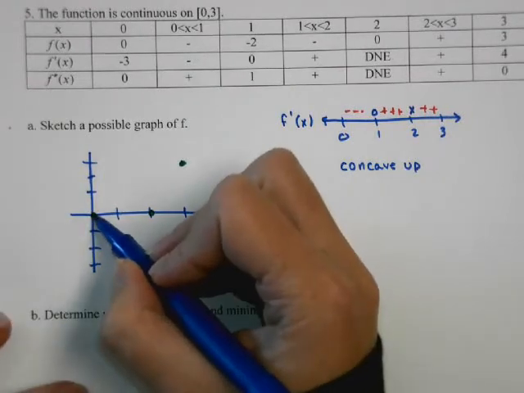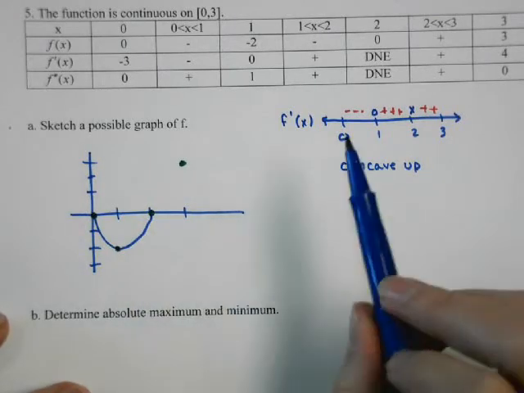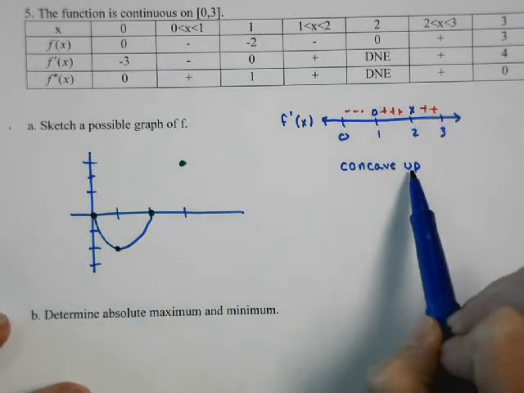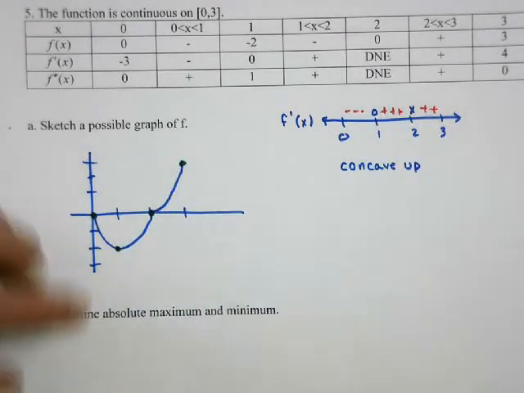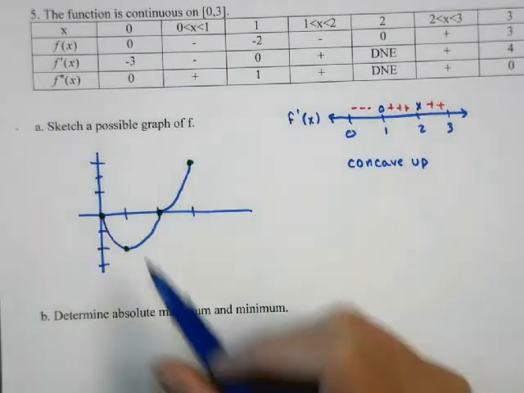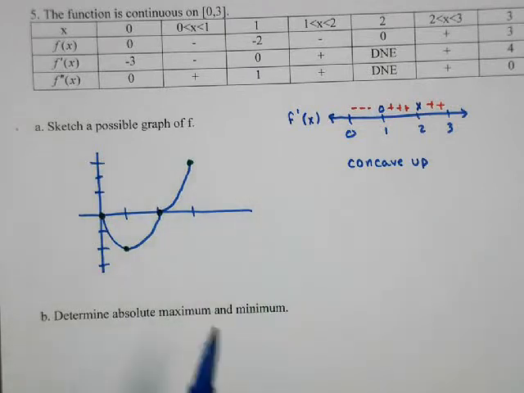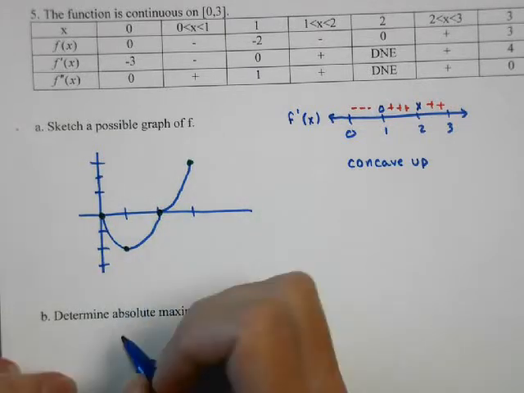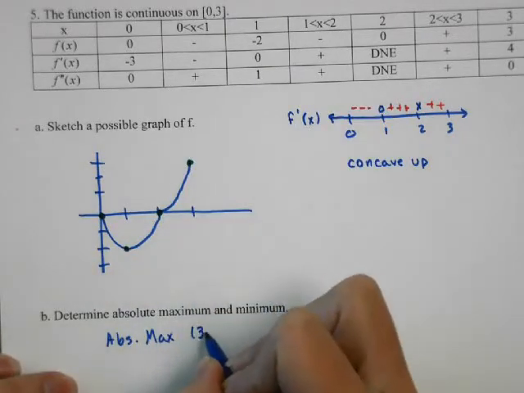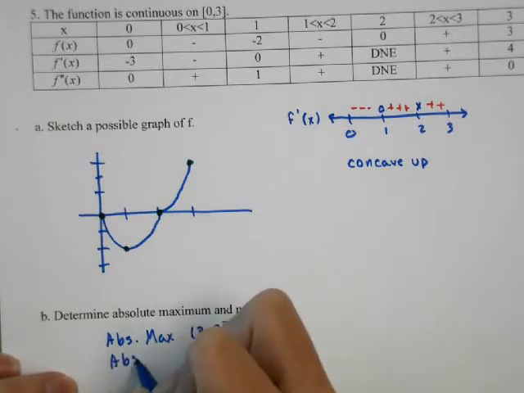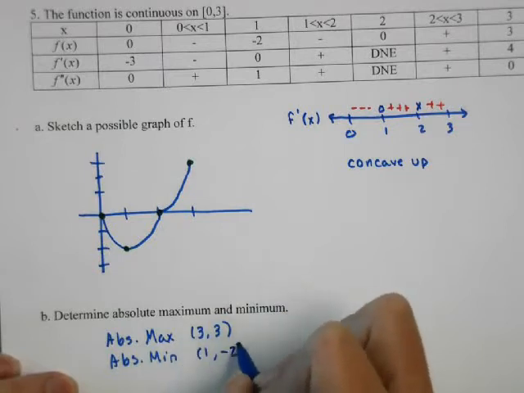So it's decreasing concave up to 1, increasing concave up to 2, and then it is increasing concave up to here, which is why that derivative is not defined there, because we have a cusp if it goes from concave up increasing to concave up increasing. The absolute maximum and minimum. The absolute max is going to be that point there, so 3, 3. My absolute minimum is going to be this point here at 1, -2.